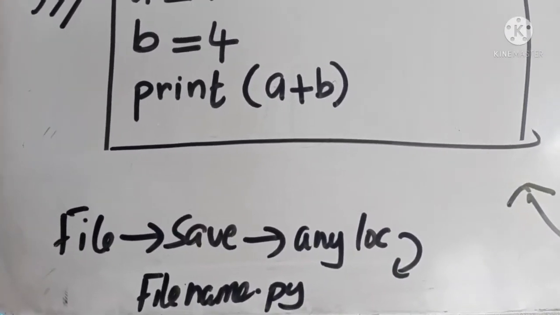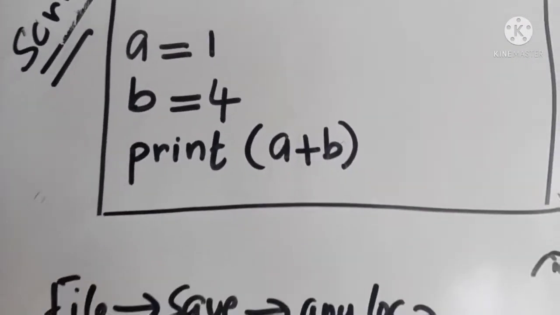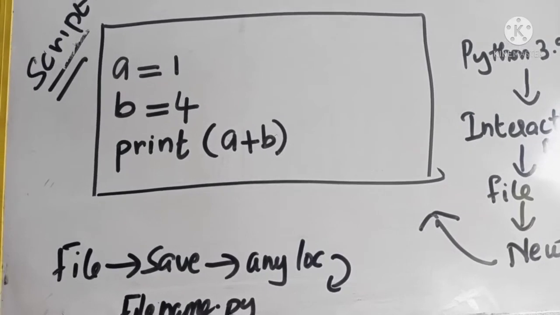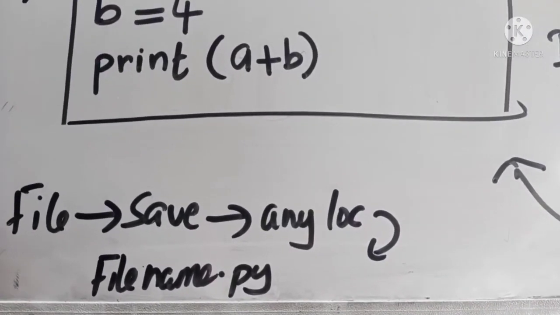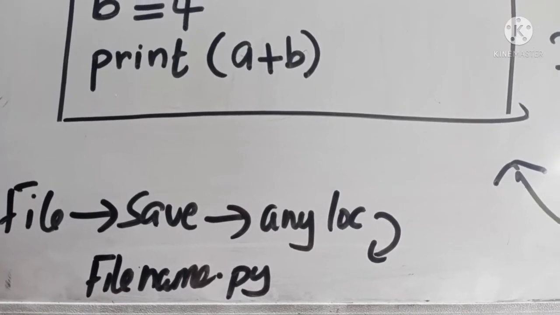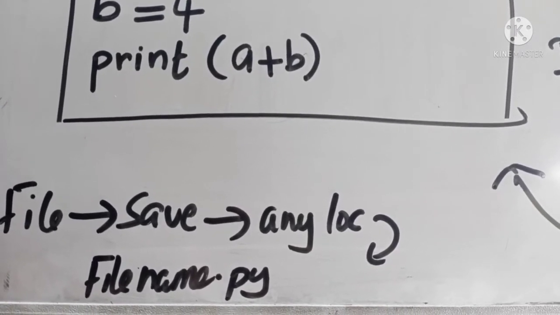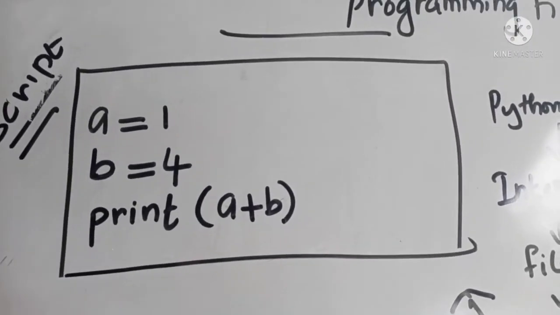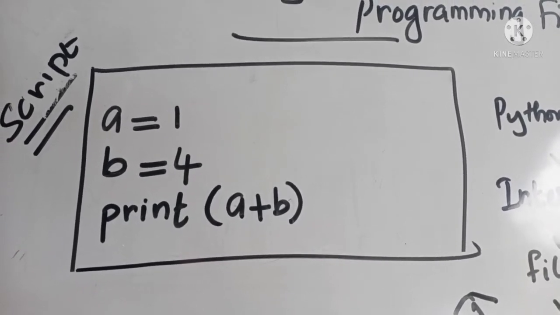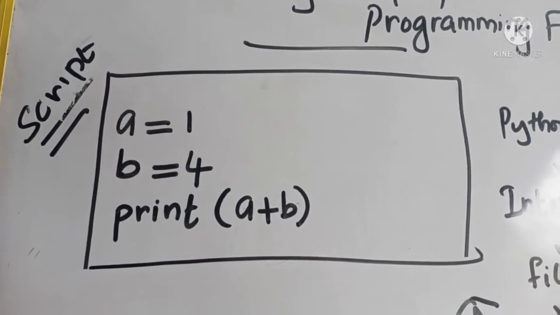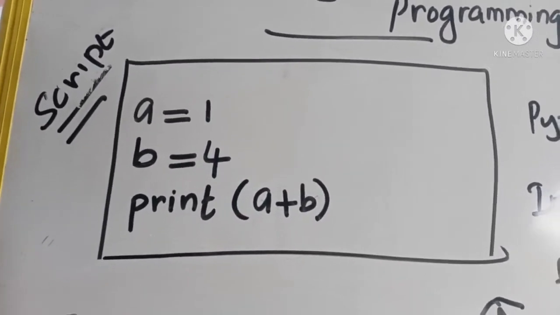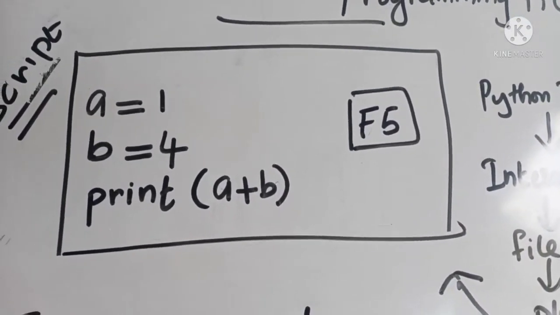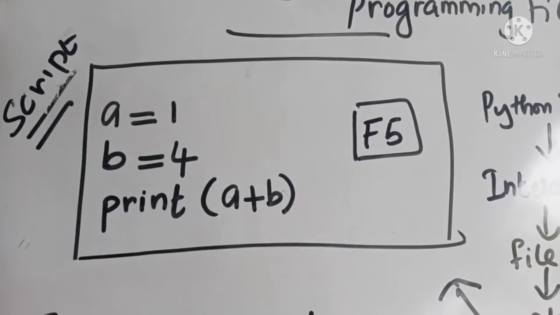So how do you run your program? Go to the File menu of this script page. You can see the Save option over there. Select any location you want, then give any file name ending in .py. The extension of your program code is py. After saving your program, go to the Run menu and click on Run Module, or otherwise just press the F5 function key. The F5 function key will show you the output of this particular program code.